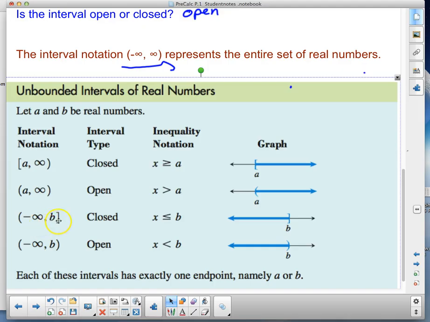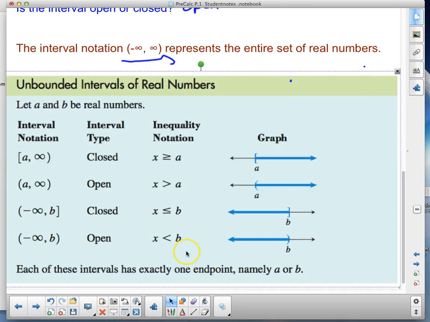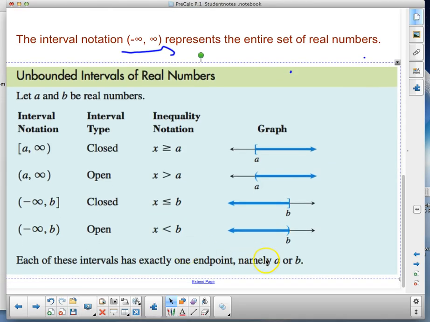Closed, negative infinity to b. Now notice b is bracketed because it's "or equals to." So b is the extent of the set, but it starts way down here at negative infinity, but it's an unbounded interval because of the infinity. And it's closed because of the closed bracket at b. Now the next one is open because of the open bracket at b. It starts at negative infinity, goes on, and x is less than b. Each of these intervals has exactly one endpoint, namely a or b.